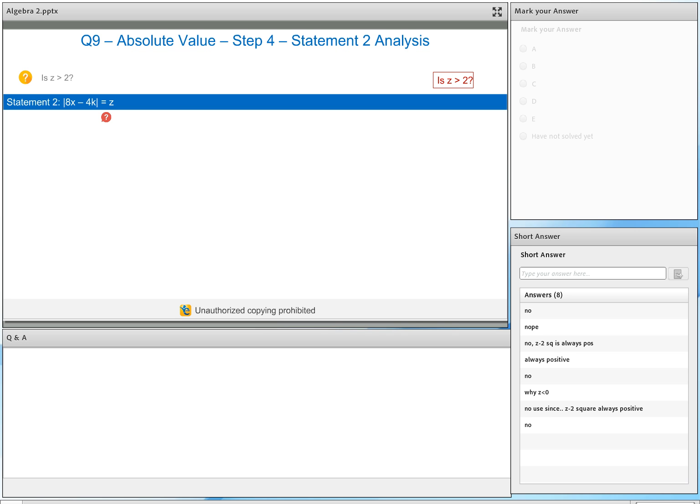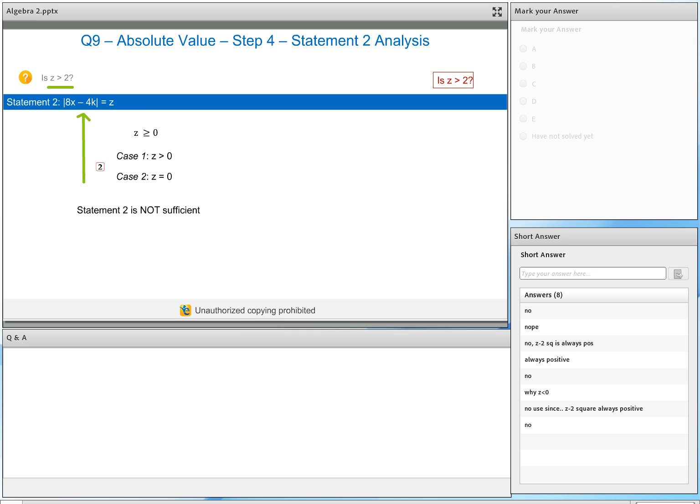Now, let's take a look at statement 2. Statement 2 is along the lines of statement 2 in the previous question. Mod z is equal to mod of a number. Now, this is what I was talking about. This number can be anything. It doesn't matter. But what you get out of this is that z is greater than or equal to 0. Once again, z can be greater than 0 or z can be equal to 0. You don't know for sure if z is greater than 2, which means that statement 2 is also not sufficient.